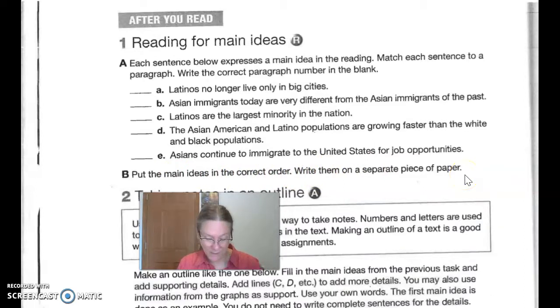So the first one would be the main idea. The Asian American and Latino populations are growing faster than the white and black populations. And then we would go to, what's number 2? C, right? Latinos are the largest minority in the nation. And then we would go to A. Latinos no longer live only in big cities. And then we would go to B. Asian immigrants today are very different from Asian immigrants of the past. And then the last sentence would be Asians continue to immigrate to the US for job opportunities.